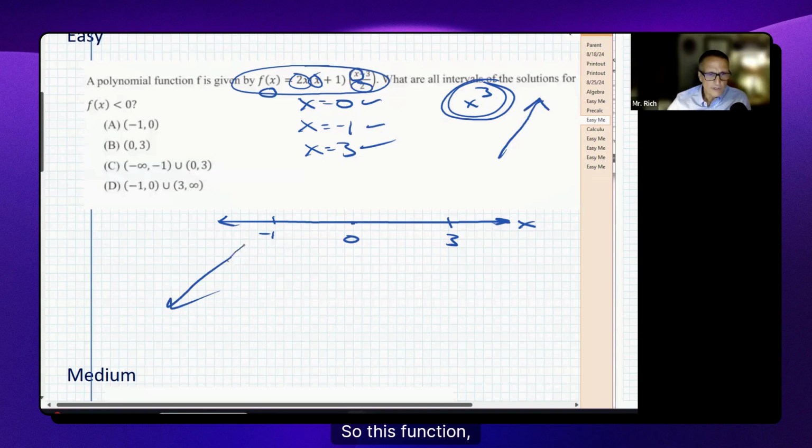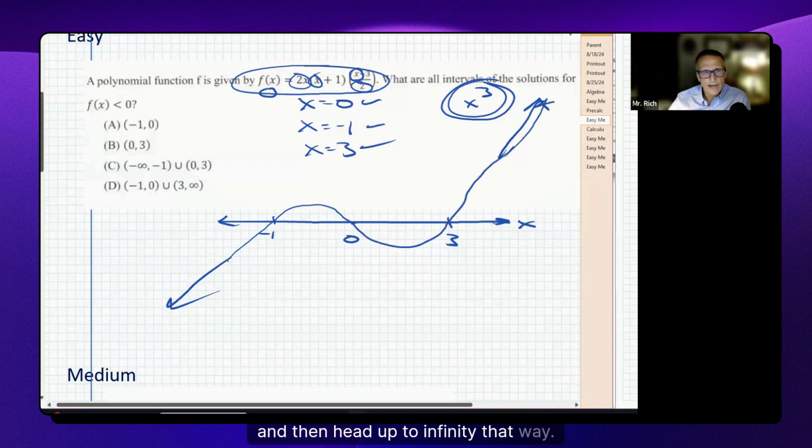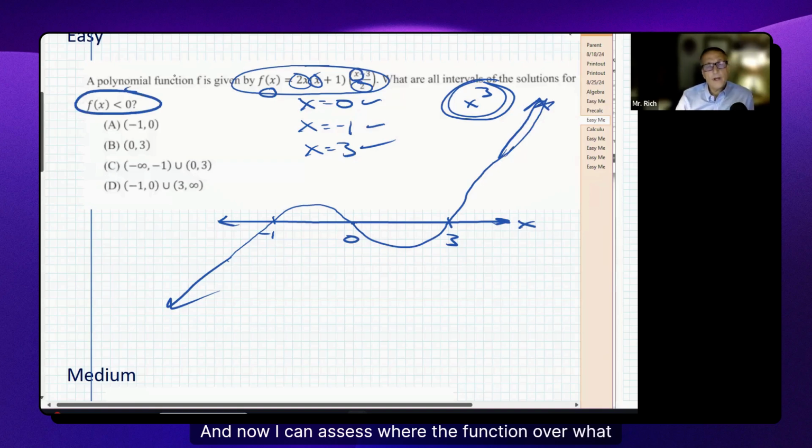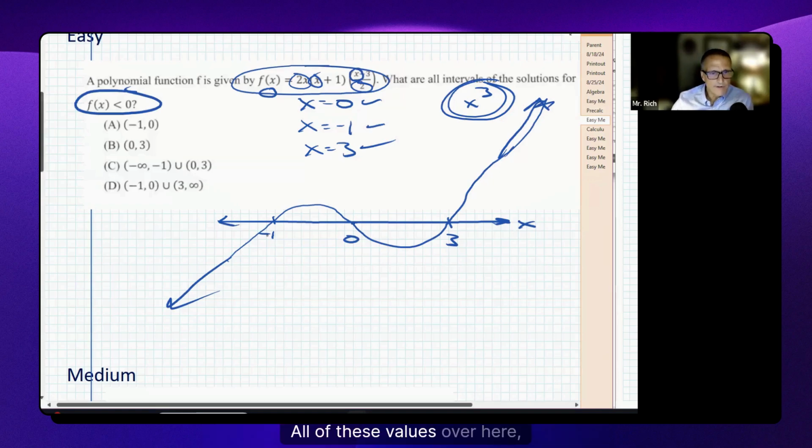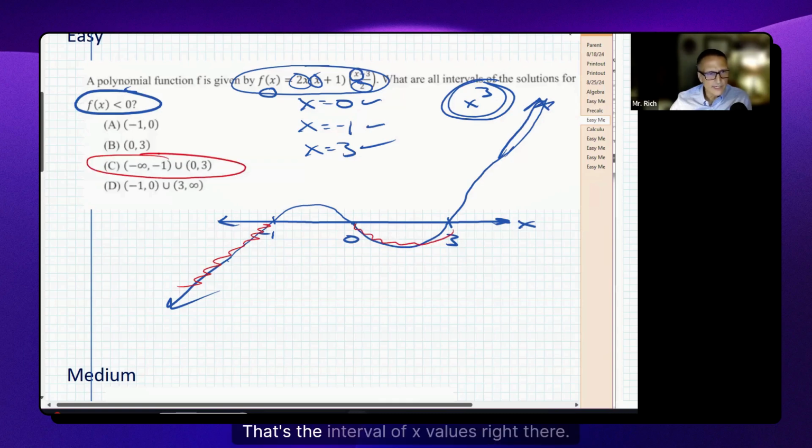So this function, this polynomial, has to turn, cut through the 0, turn, cut through the 3, and then head up to infinity that way. And now I can assess over what x values it is going to be less than 0, below the x-axis. All of these values over here, this is where the function is negative, and here's where the function is negative. That's the interval of x values right there that solves that.